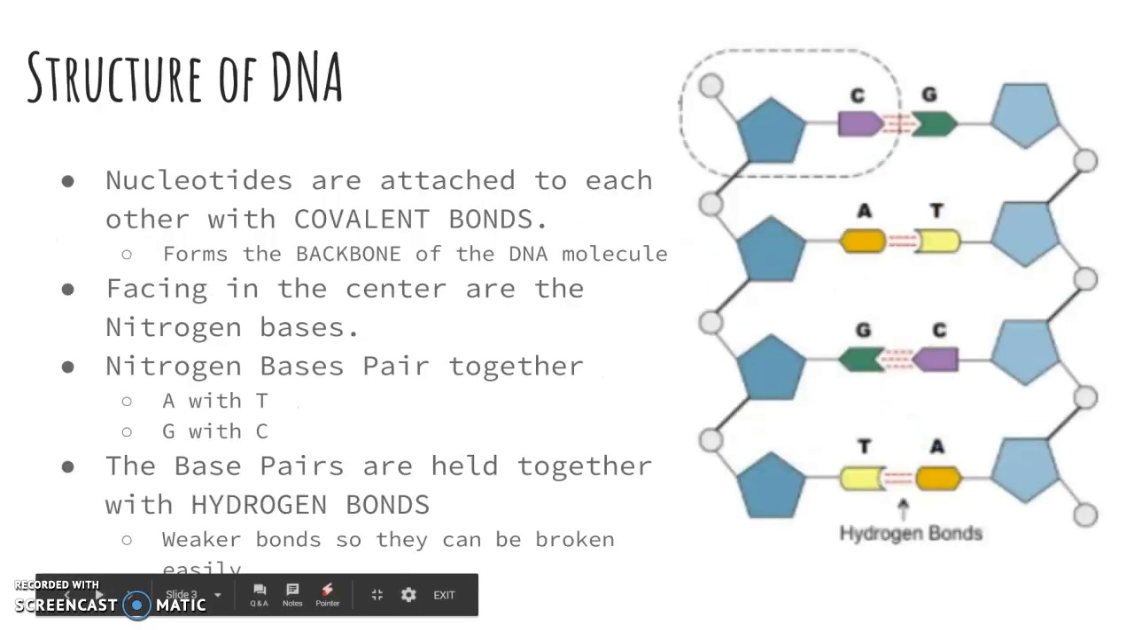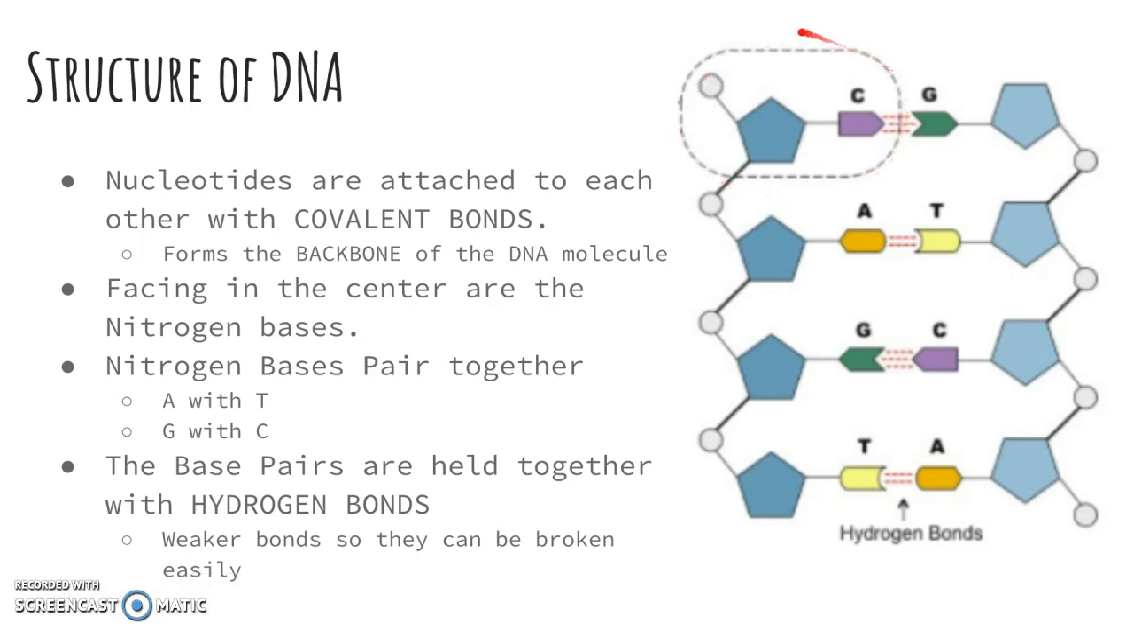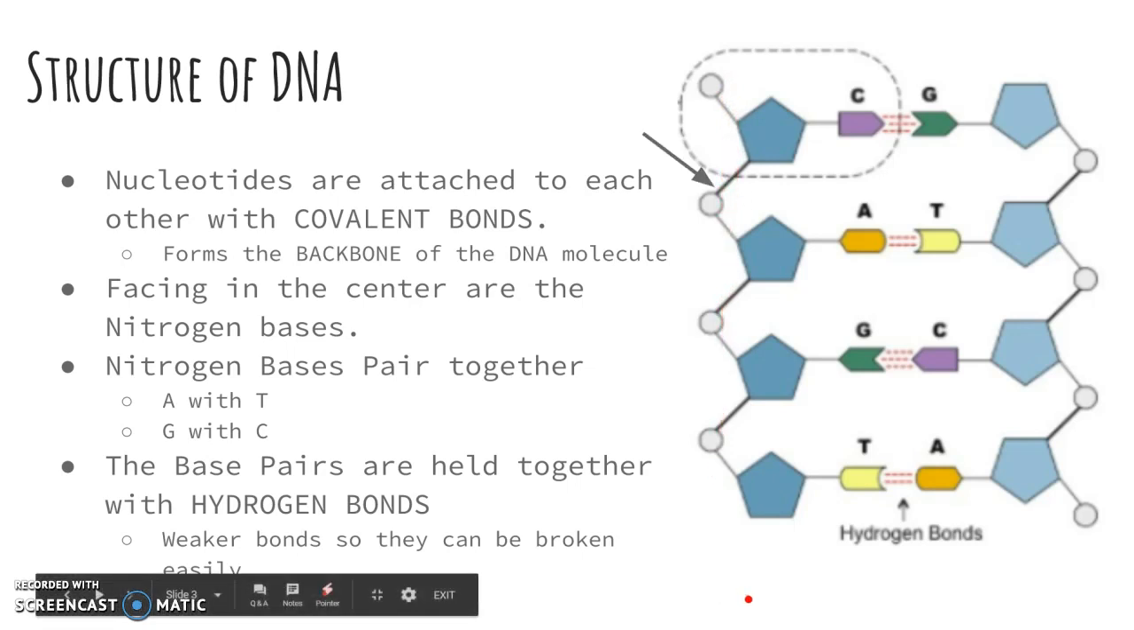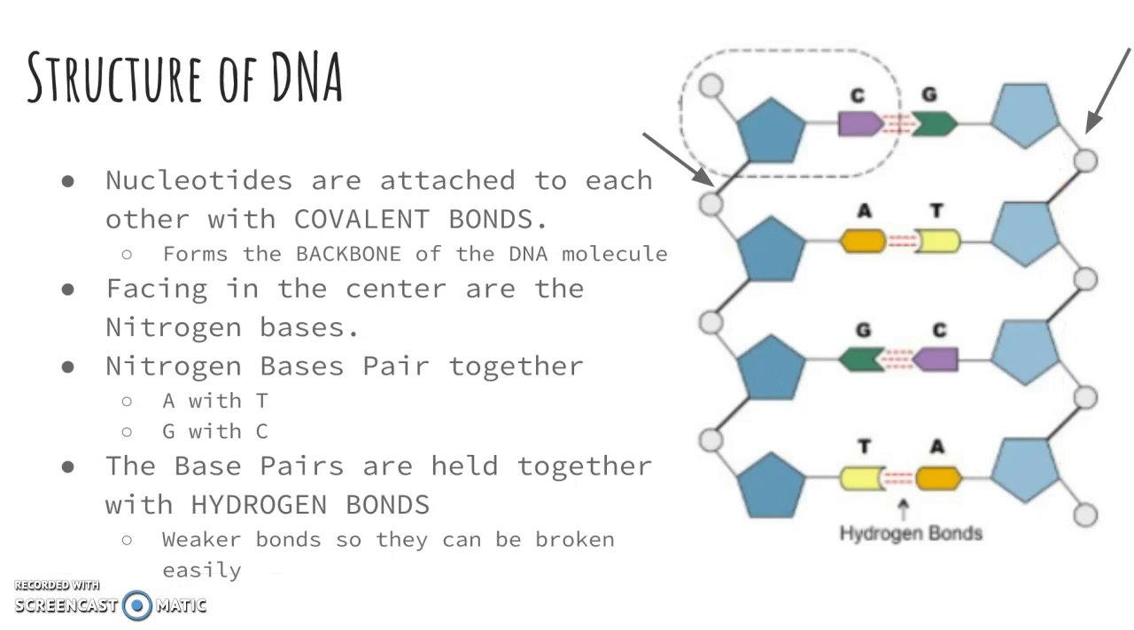Now DNA has a pretty complex structure. So you see this one nucleotide right here, I have it circled in the picture. These nucleotides are linked together through the sugar and the phosphates. The bond that holds them together is a covalent bond. And so you can see them here on the left as well as here on the right. You have covalent bonds. That makes up the backbone of DNA. So we say it's a sugar-phosphate backbone.